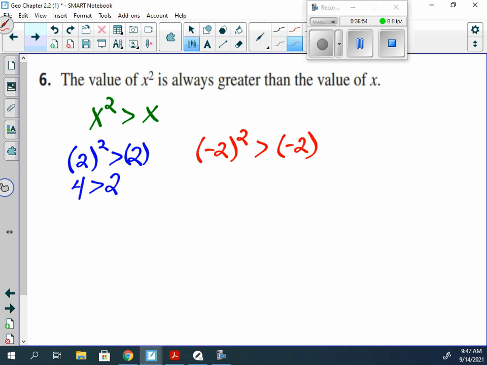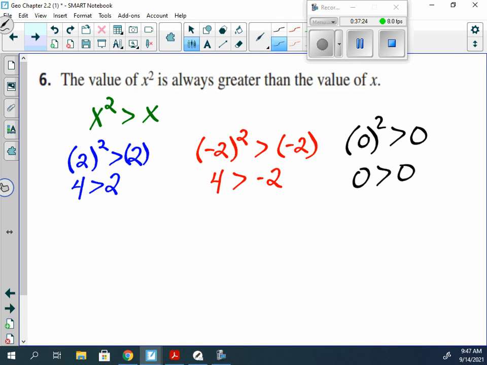Well, let's go on and finish this. Negative 2 squared, we said, is 4. Is 4 greater than negative 2? Yes. So positive numbers work, negative numbers work. What else could we try? Well, 0 squared is 0. Is 0 greater than 0? No.